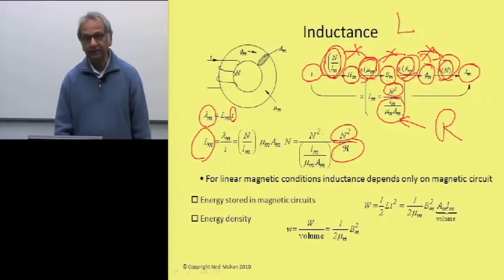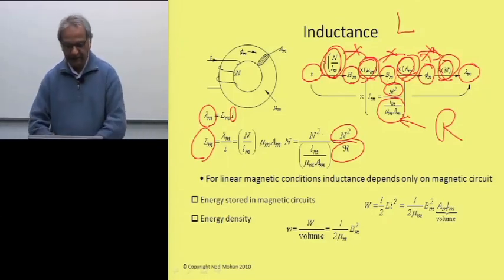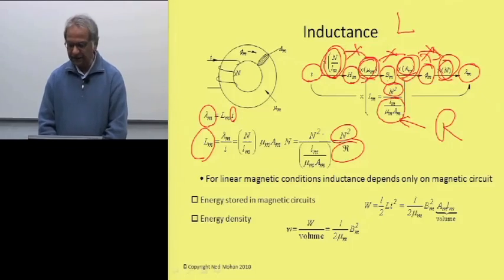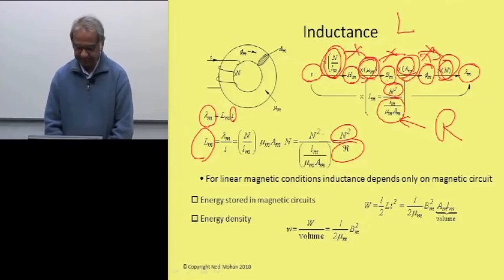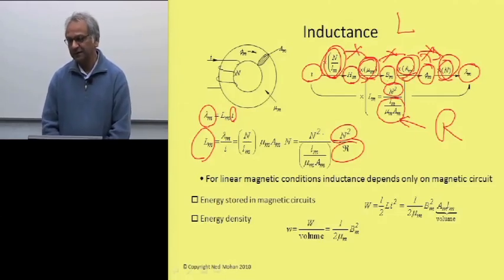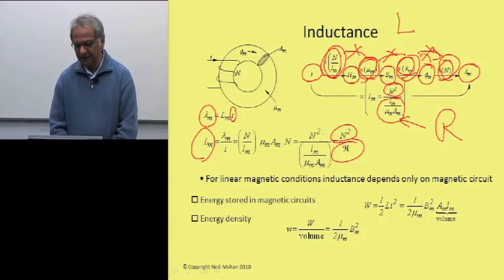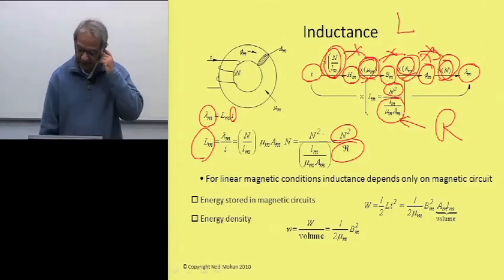So under linear conditions where the magnetic structure is not saturating, the inductance does not depend upon the current, just like the resistance does not depend upon the current. Similarly, the inductance is a property here, which is independent of the current that is flowing.